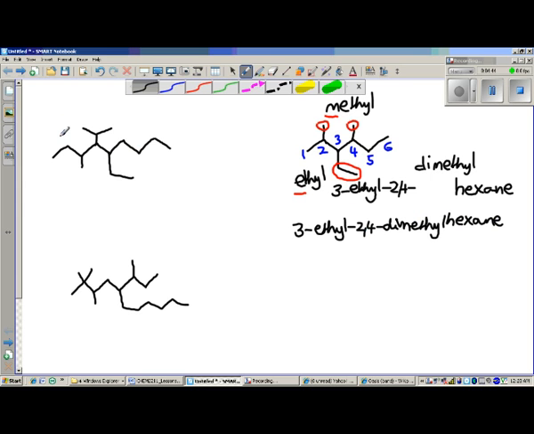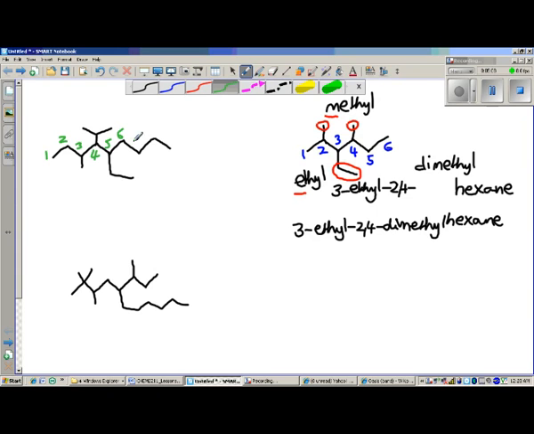Alright, let's move on to this one. Longest carbon chain again. Well, it looks like it's this long one here. So 1, 2, 3, 4, 5, 6, 7, 8, 9. Which side do we number from? Well, if you figure it out, it's going to be from the left, for the same reason as before.